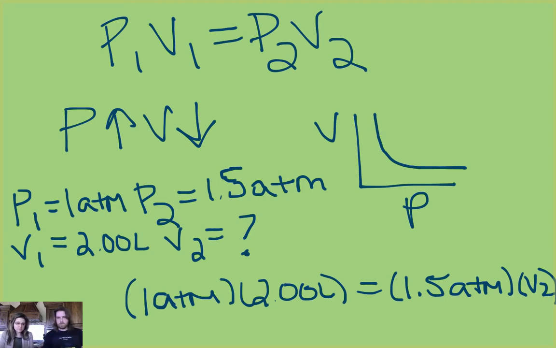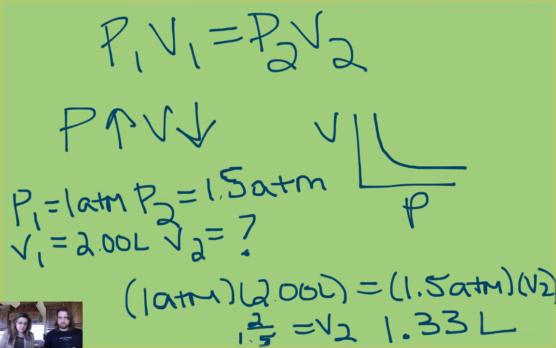So I just multiply those 2 together? Yep. 1 times 2 is 2, divided by 1.5, equals my new volume, which happens to be 1.33. And what are my units? Liters, because I started in liters. So our volume decreased just like we thought it did, from 2 liters to 1.33 liters. Pretty easy. There's that inverse relationship. That's Boyle's Law. Now let's talk about Charles's Law.